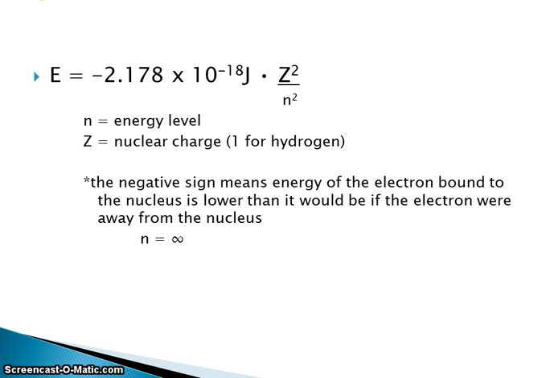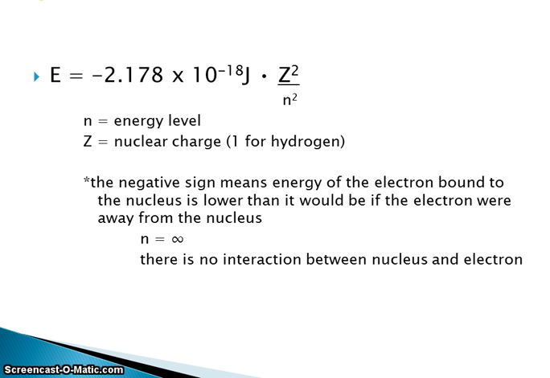Now, if n equals infinity, that means the number in the denominator is a very, very big number. And the bigger the number gets, the smaller this value would get, until eventually there's no interaction between the nucleus and the electron.